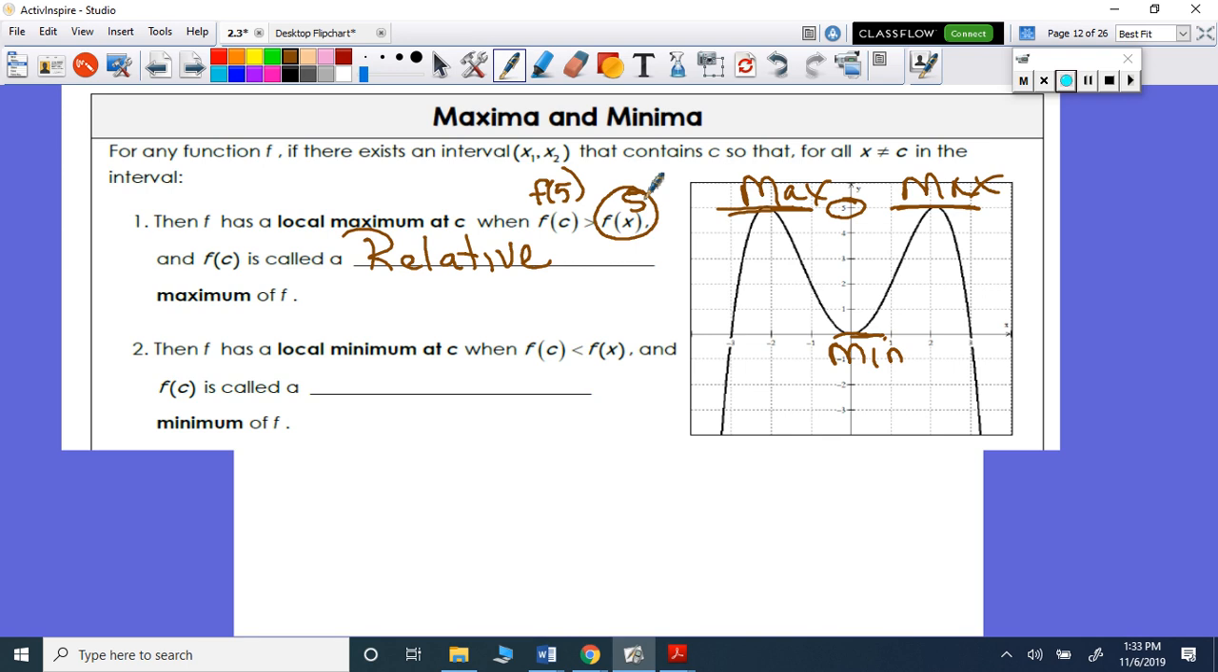But I found an error here, too. I spelled relative wrong twice first period. They almost got bonuses out of me.